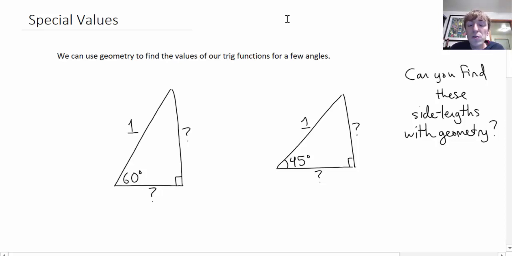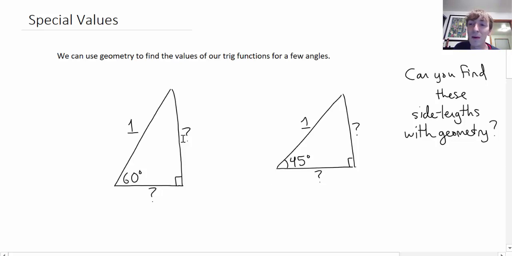So these are two special right triangles, meaning that these angles here are particularly nice, 60 degrees and 45 degrees. And using your knowledge of geometry, wherever that is at this point, see if you can find what these side lengths would have to be. Okay, without your calculator. You could get them from plugging trig functions into your calculator, but that's backwards. What we're trying to do right now is see if we could find what these trig values are just by using geometry. So that's the goal here.